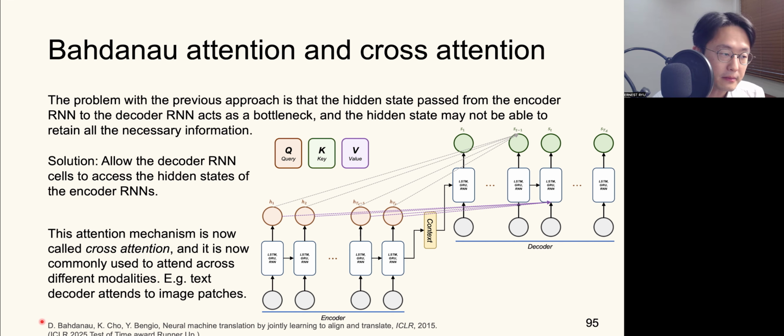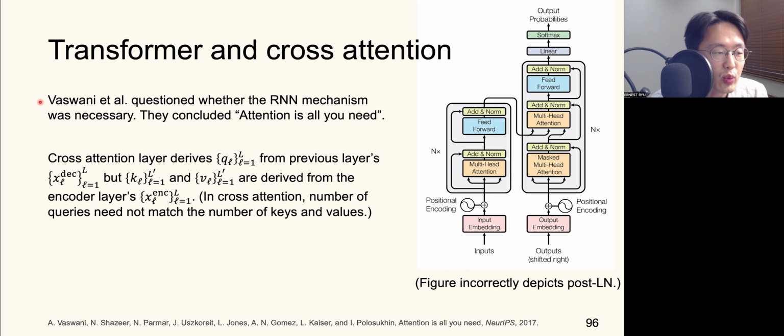But then Vaswani et al. questioned whether the RNN mechanism was necessary at all. And what they found and published in the paper titled "Attention Is All You Need" is that you don't need the RNN mechanism. You only need the attention mechanism. Attention is all you need, is what they concluded.